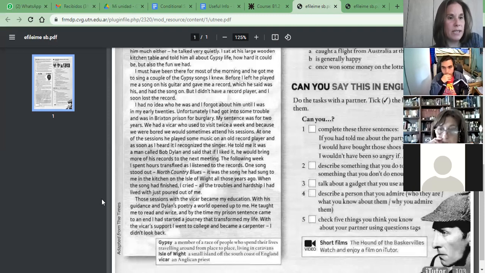Nico reads and then you read it. Okay, Nico, what about you? If you had told me about the party earlier, I would have prepared something to eat. Okay, good. Second. The same as Marta, but I added enough. I would have bought those shoes if I had had enough money. Excellent, good. And number three?